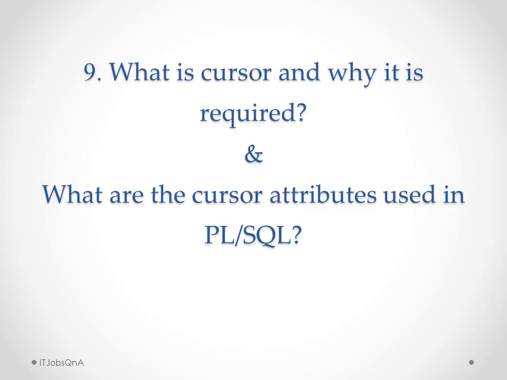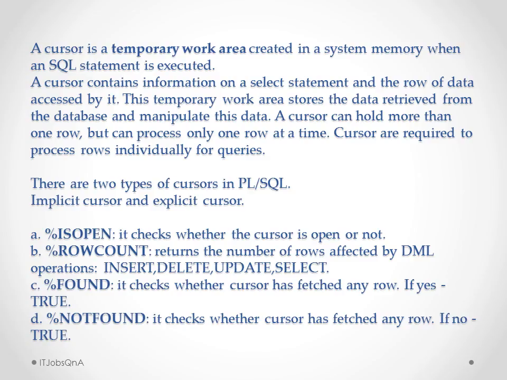The ninth question is, what is a cursor, why is it required, and what are the cursor attributes used in PL/SQL? Answer is, a cursor is a temporary work area created in system memory when an SQL statement is executed. A cursor contains information on a select statement and the rows of data accessed by it. This temporary work area stores the data retrieved from the database and then manipulates this data. A cursor can hold more than one row, but can process only one row at a time. Cursors are required to process rows individually for queries.